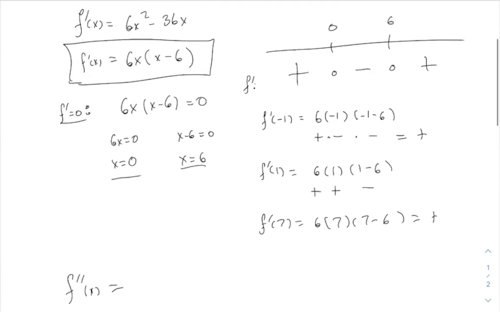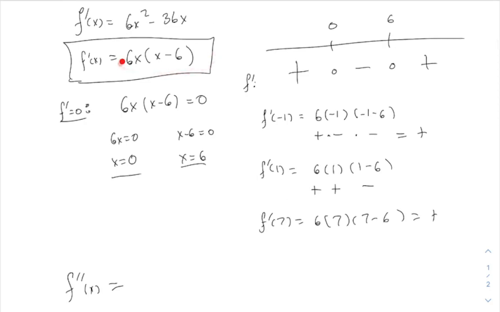Take the second derivative. First of all, I'm going to take the derivative again of this, although it's easier if you use this format, because you know this one you'd have to do the product rule. So let's use this format of the first derivative. The derivative there will be 12x minus 36, right?